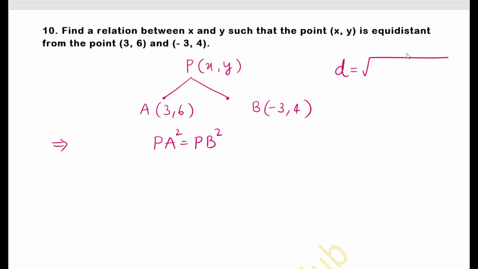Students, if you know the distance formula, you should write it in the exam. When this kind of question is asked, if you know the distance formula, definitely you should write it. You should not skip writing the distance formula because it carries half marks.